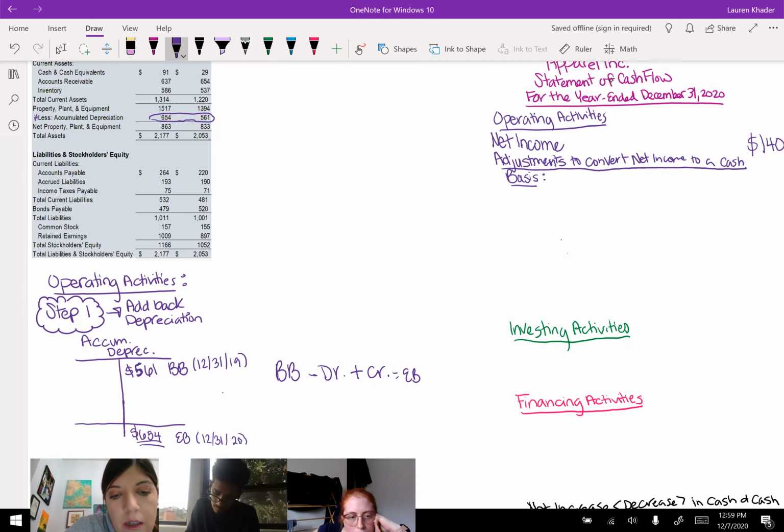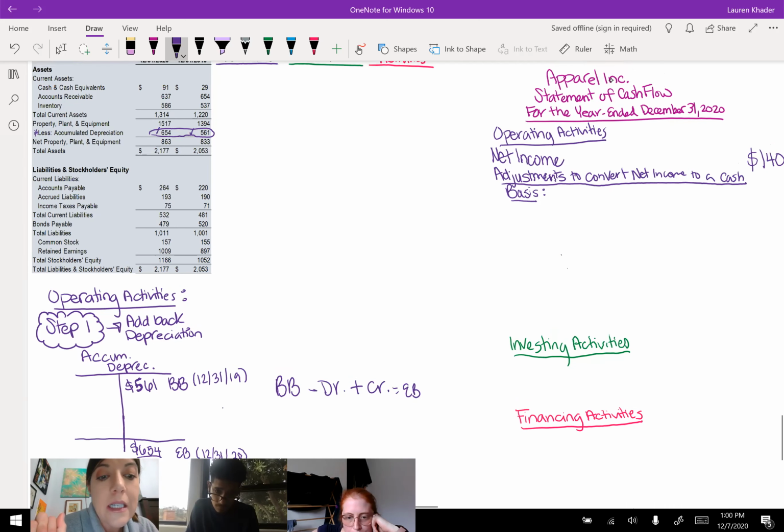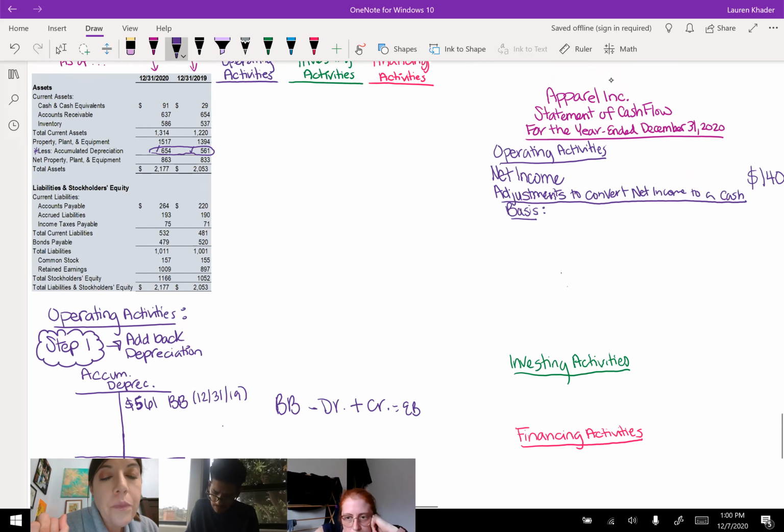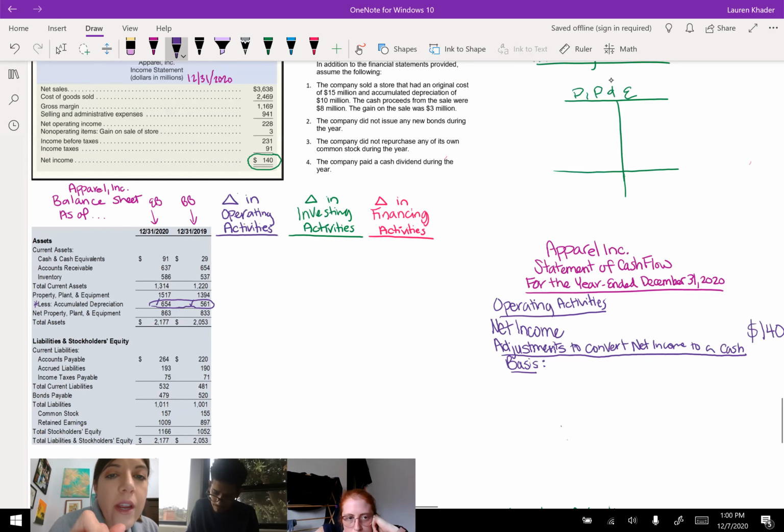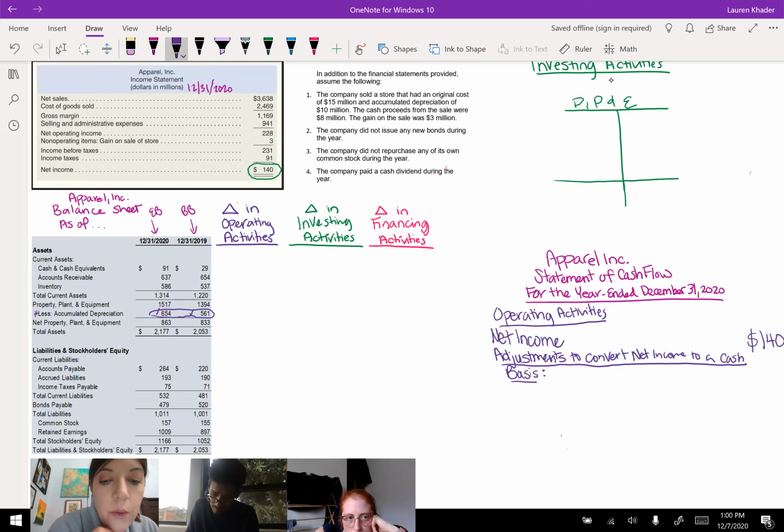Depreciation expense is a non-cash charge, right? It's spreading out or allocating the cost of the asset over the useful life. So it needs to be added back because it's been subtracted to calculate net income on an accrual basis. We need to read the information above because we need some of that information to calculate the current period's depreciation expense.